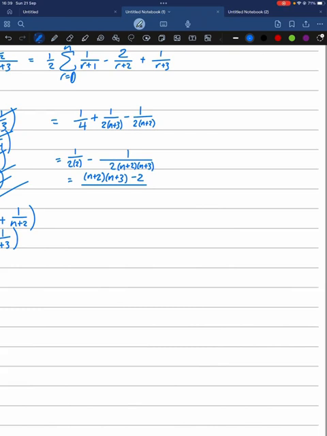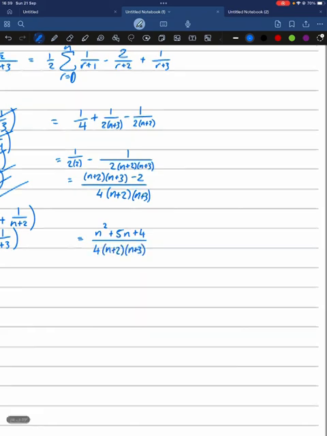all over. Now because this 2 and this 2 is common, but we've still got the remaining 2 over here, so it's just going to be 2 times this, which is just going to be 4 n plus 2, n plus 3. And this is just going to be n squared plus 5n plus 6 minus 2, which is plus 4, all over 4 n plus 2, n plus 3.